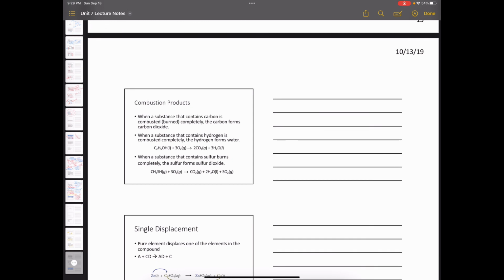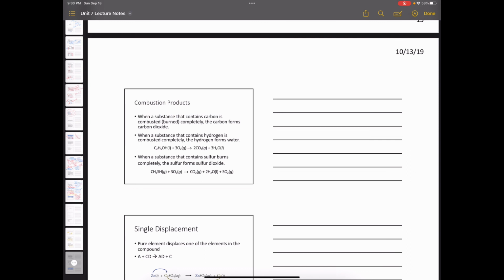When a substance that contains carbon is combusted or burned, carbon forms carbon dioxide. Okay, so gasoline in the car, for example, it's an organic compound, or an organic mixture, that contains a bunch of branched hydrocarbons of carbon and hydrogen. So when it burns, it forms carbon dioxide.